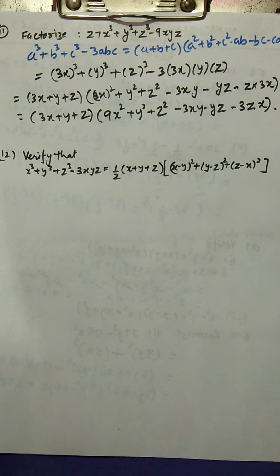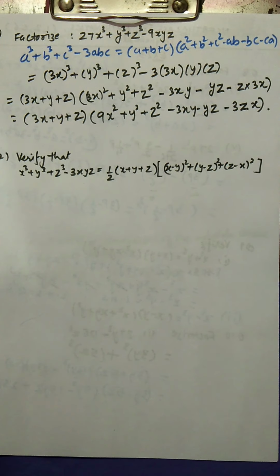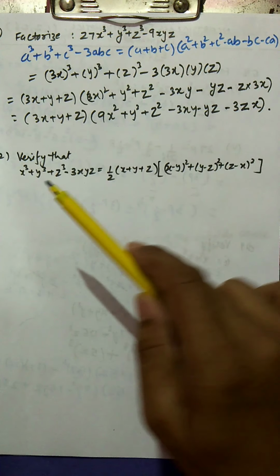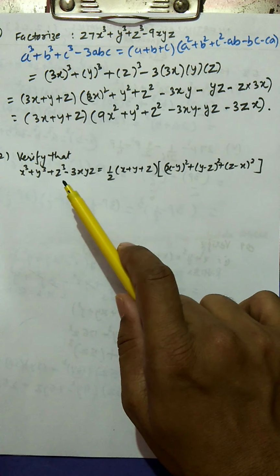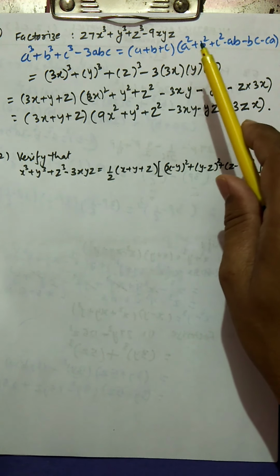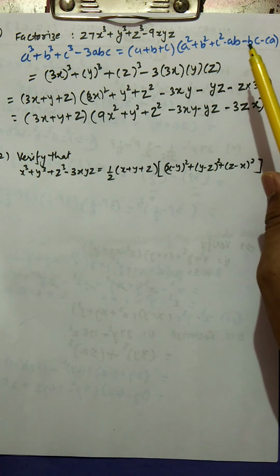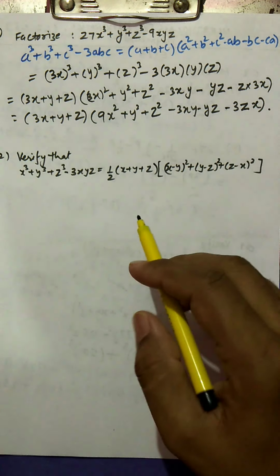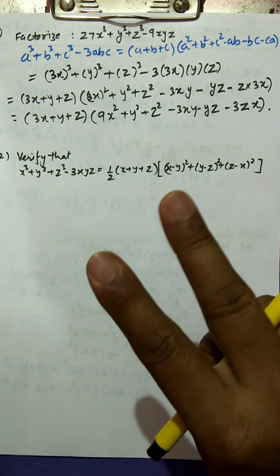But we are going to use this same identity as we have used in question number 11, which is written in blue color. So you can see this x cube plus y cube plus z cube minus 3xyz can be written as a plus b plus c, a square plus b square plus c square minus ab minus bc minus ca. Now further we see what can be done. So now you have choices. You can go with two ways.